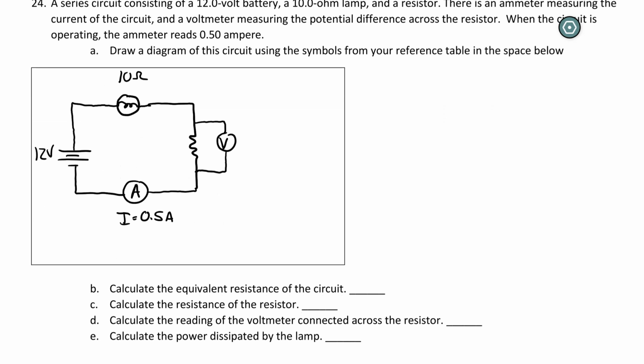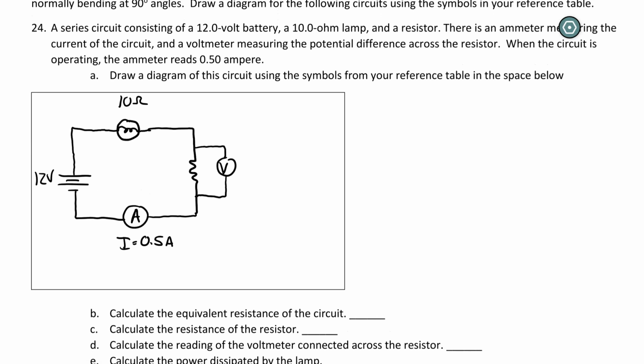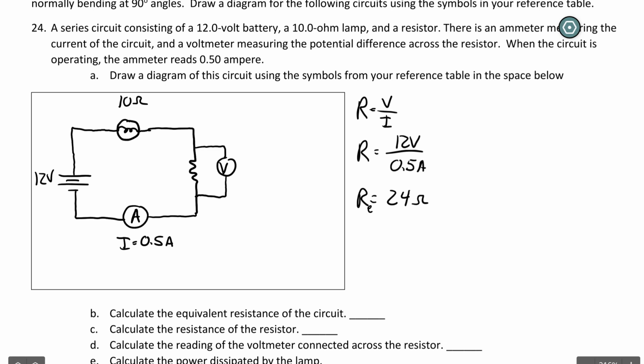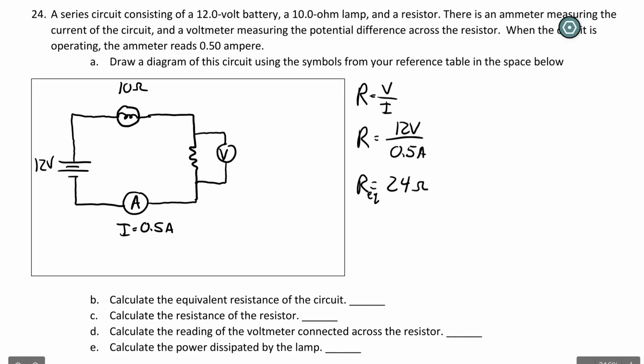Did that. Calculate the equivalent resistance of the circuit. So for B, I would do R is equal to V over I. R is equal to the voltage, 12 volts. Total voltage divided by the current, 0.5 amps. So R is equal to 12 over a half, keep change flip, that's 24 ohms. That's the equivalent resistance. Then it says calculate the resistance of the resistor.